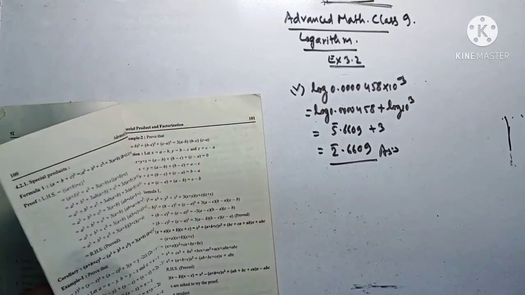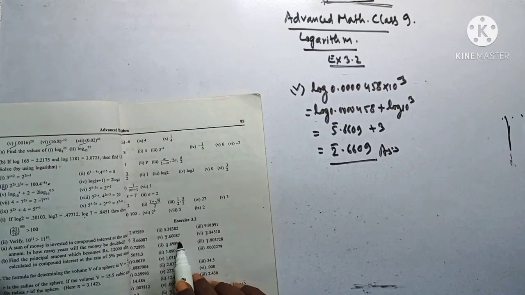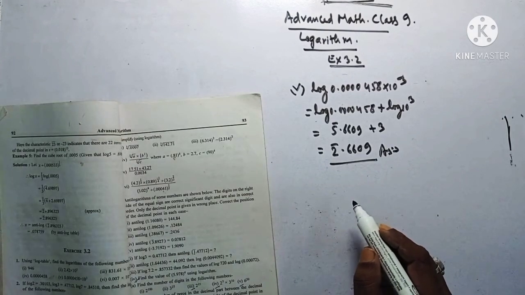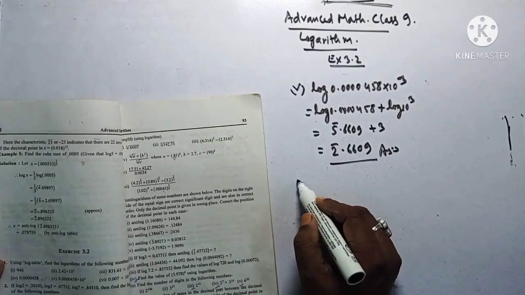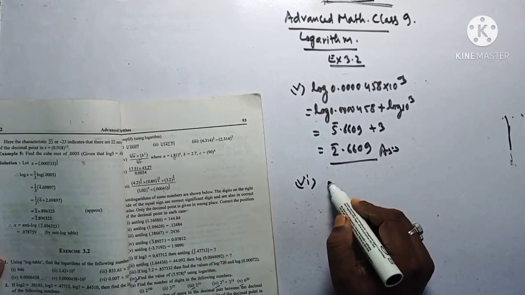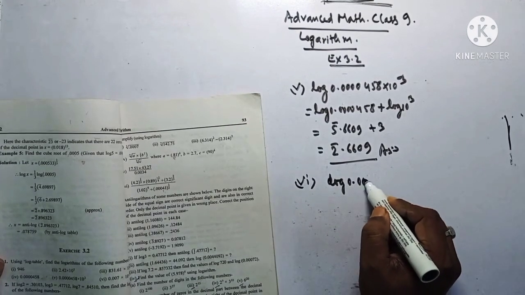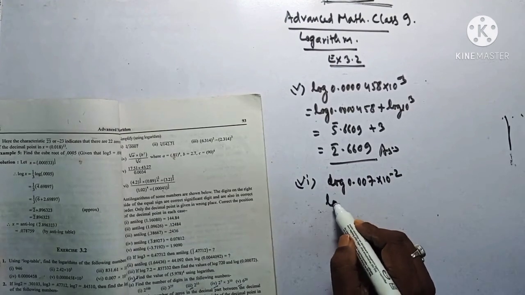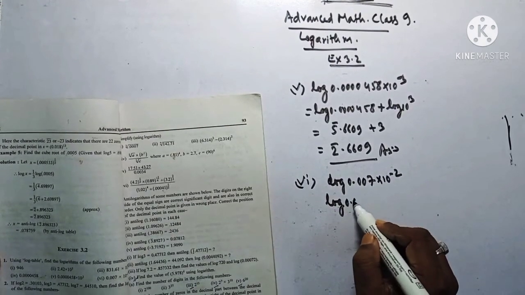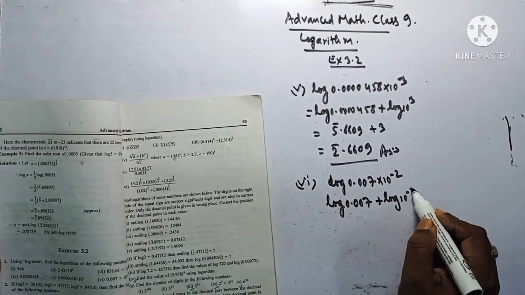So let me check the answer. Let me say this is your answer. Now to question number 6, that is log 0.007 into 10 to the power of minus 2. So you can write this like this: log 0.007 plus log 10 to the power of minus 2.